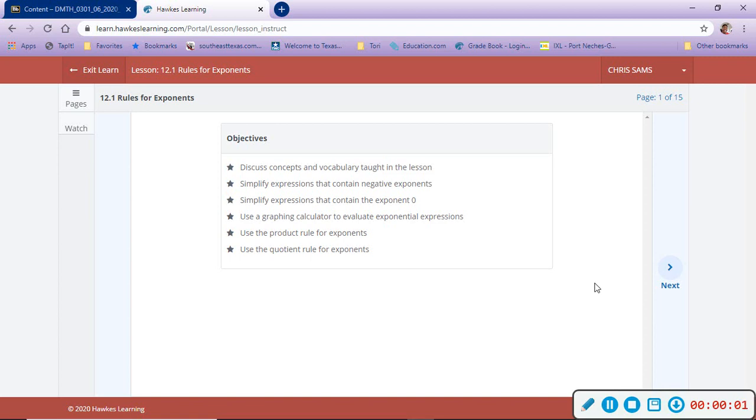Alright, so we're now in chapter 12. We're going to go over the rules for exponents. So here are the objectives, some concepts and vocabulary. We're going to simplify expressions with negative exponents, simplify expressions that contain exponent zero. We're going to use a graphing calculator to evaluate exponential expressions. We're going to use the product rule, and we're going to use the quotient rule.